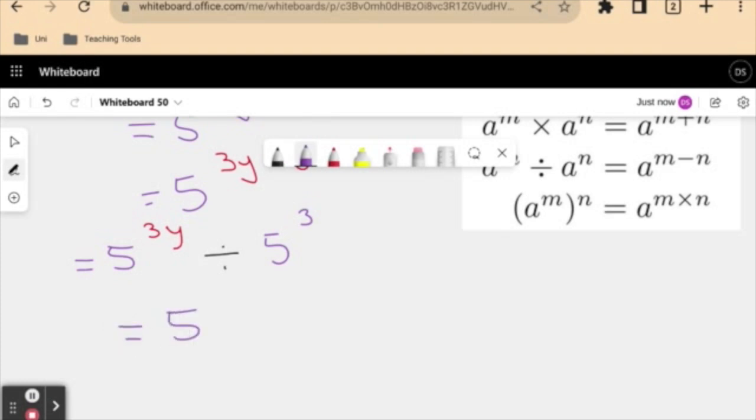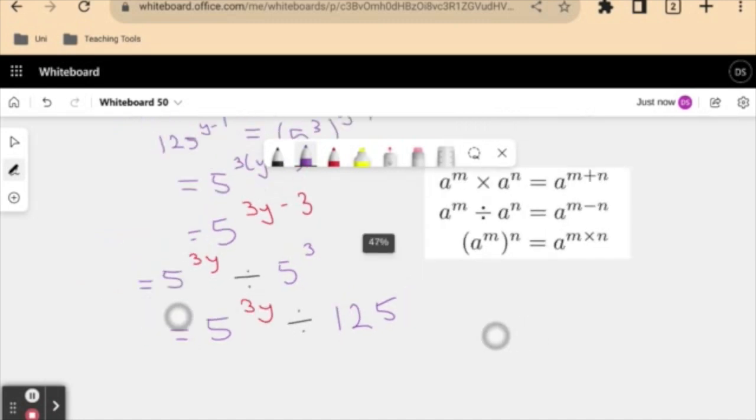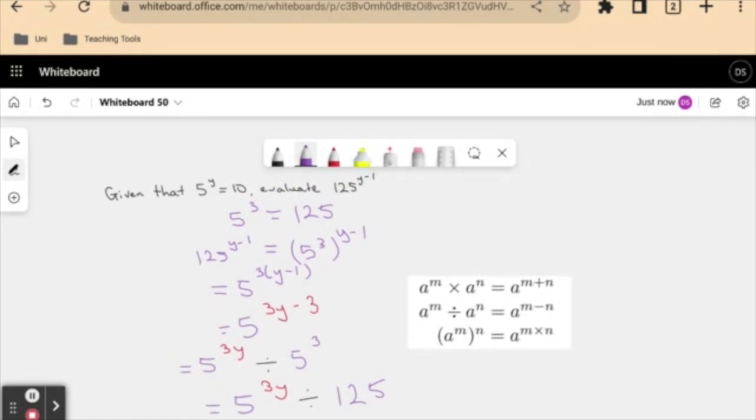Now, this is handy because we have 5 cubed, and we know what that is. We have 5 to the power of 3y divided by 125. So we're kind of on the right track. But we still need this here. How do we do that with what we have here? Well, this 3y just means 3 multiplied by y. And that is this relationship here.